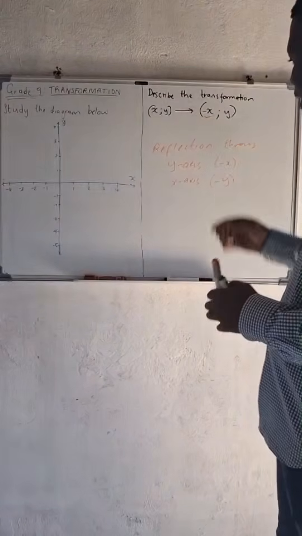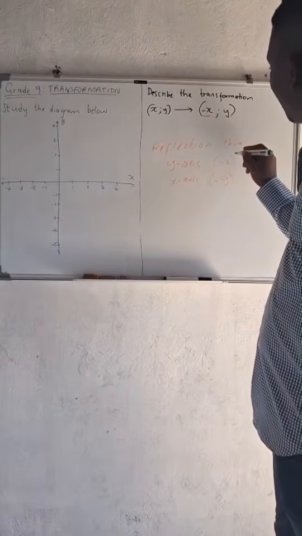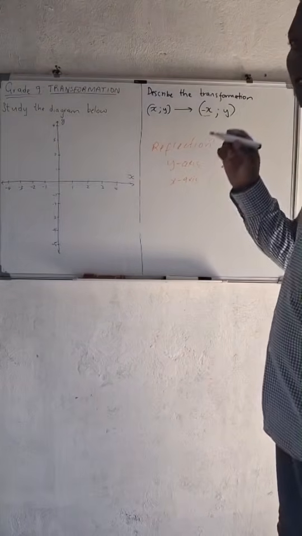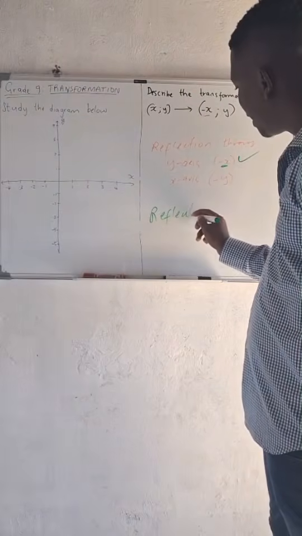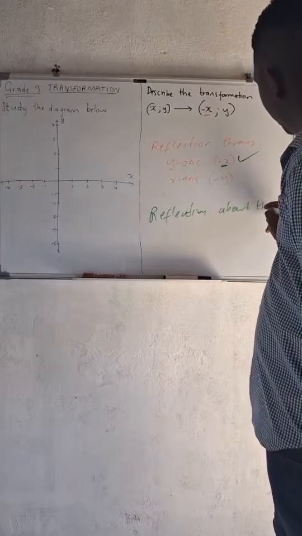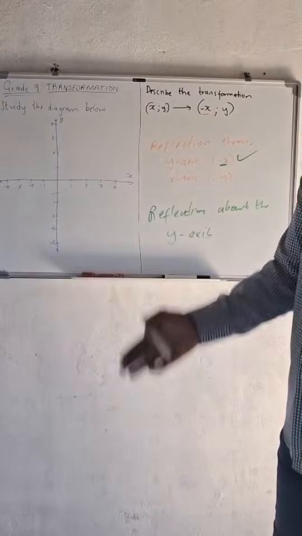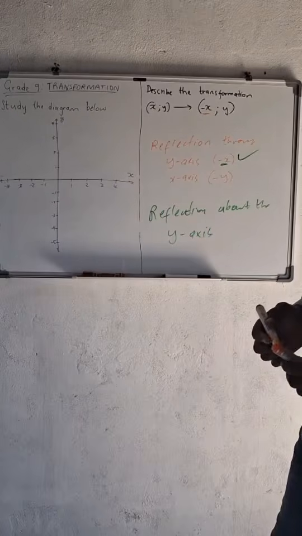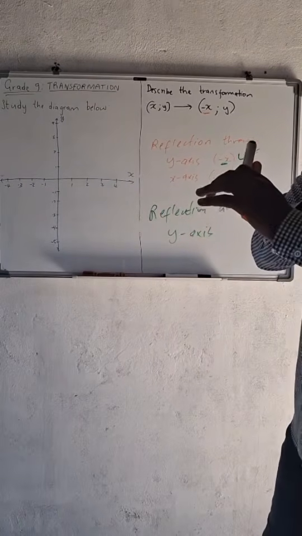So, in this question, now you can tell this is a reflection about the y-axis because the value of x changes. When you reflect through the y-axis, the sign of x changes. When you reflect through the x-axis, the sign of y, what? Changes. If you find it negative, you make it positive. When you find it positive, you make it negative.